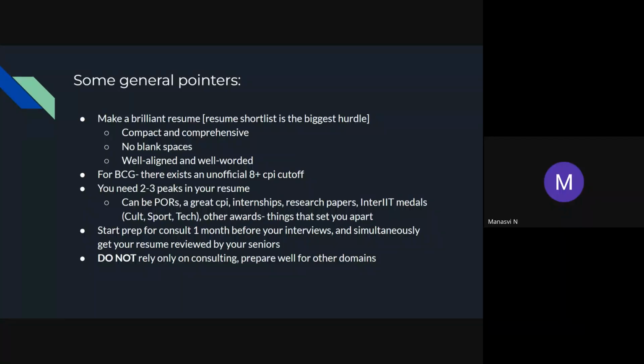Again, consulting resume shortlisting is like a dice throw. It is not necessarily key. If you have the perfect consulting resume, which people will say, oh my God, this will get shortlisted, it's not necessary that you will get shortlisted. It is often luck. So make sure that you prepare well for other domains. Just don't put all your eggs into one basket. It might lead to some serious consequences. So make sure you're still coding or still preparing for your own domains that you're interested in.